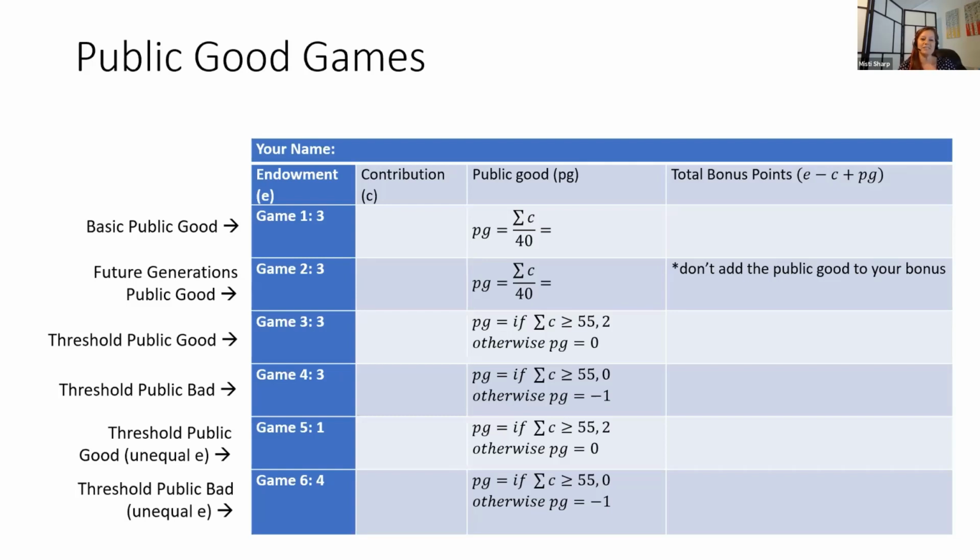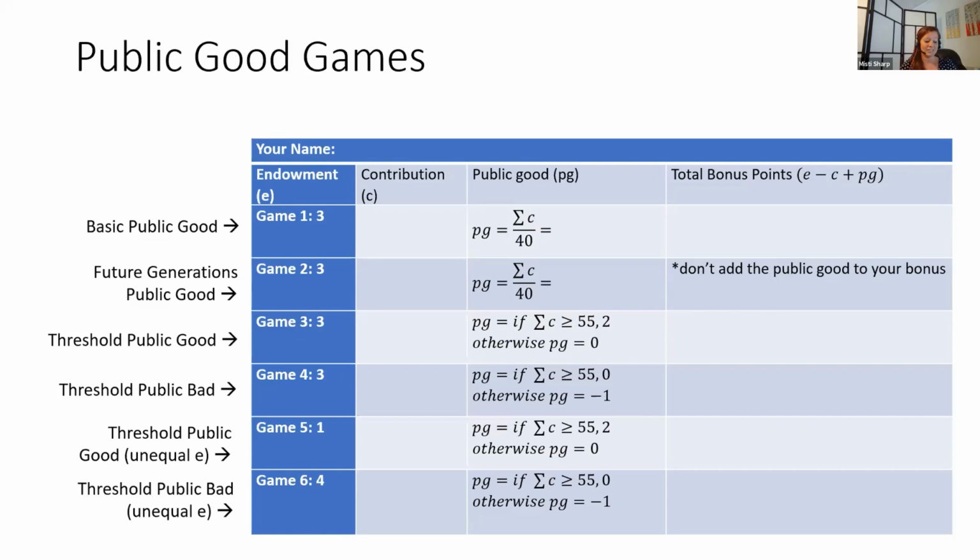My third game is a threshold public good game. Instead of working towards public good with a direct conversion, I require them to meet a threshold of contributions in order to have a provided public good in the amount of just 2 solid bonus points that everyone gets. Then I twist again and make a threshold public bad game. So now what they're trying to do is meet that threshold to avoid negative bonus points.